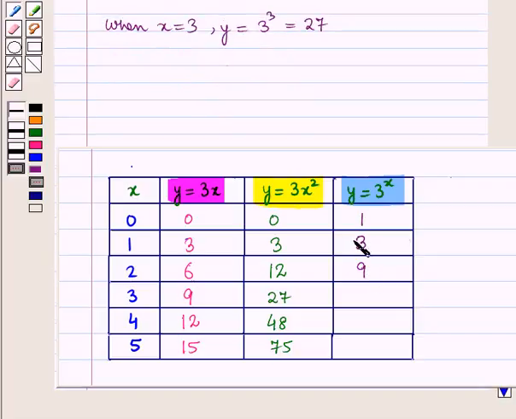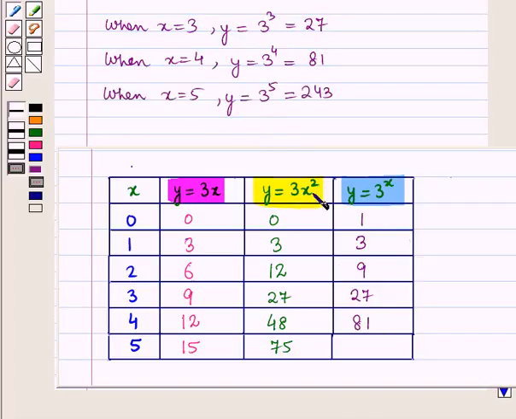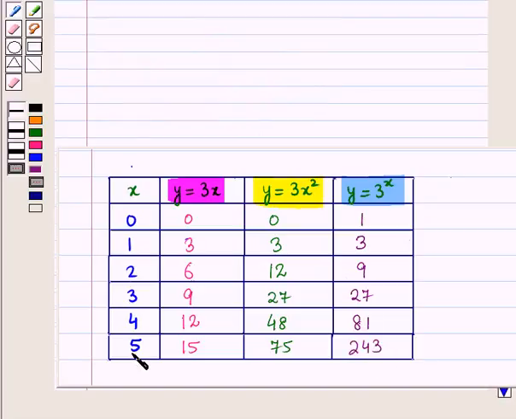When x is equal to 3, y is equal to 3 raised to power 3, that is 27. When x is equal to 4, y is equal to 3 raised to power 4, that is 81. And when x is equal to 5, y is equal to 3 raised to power 5, that is 243. So for different values of x, we have completed this table.